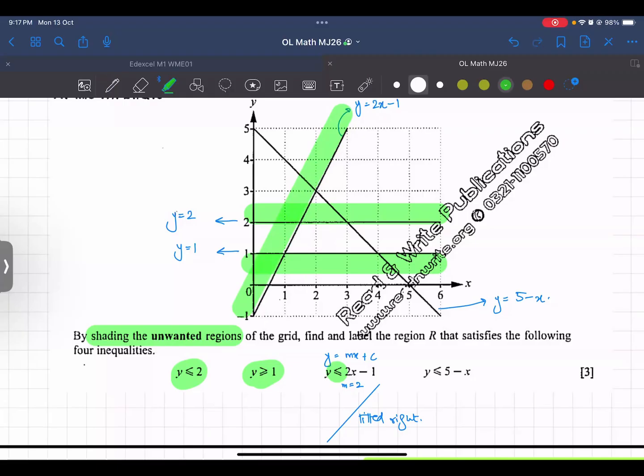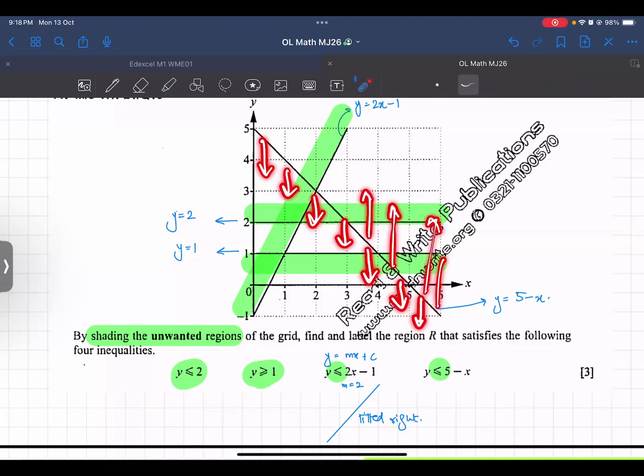And then lastly, y is less than or equal to. So less than or equal to means everything which is below. But this below is the wanted part, and we will shade the unwanted. So unwanted will be everything above.